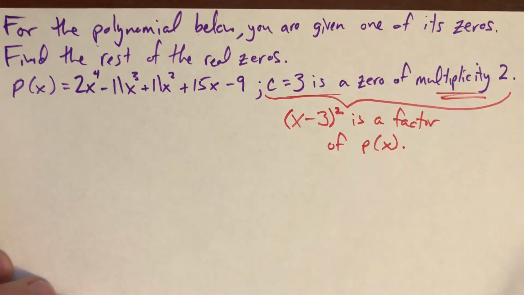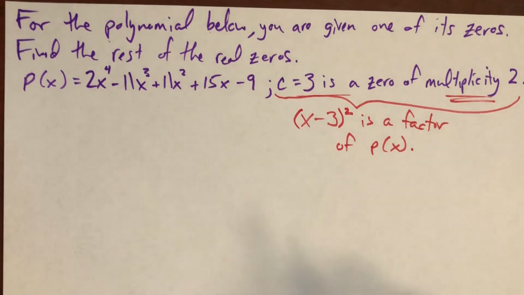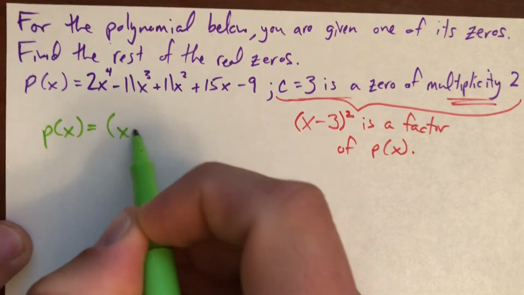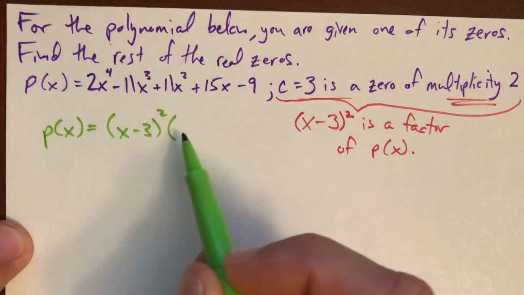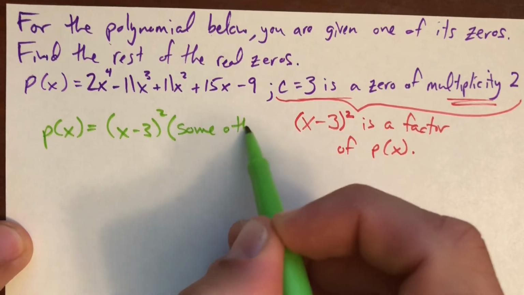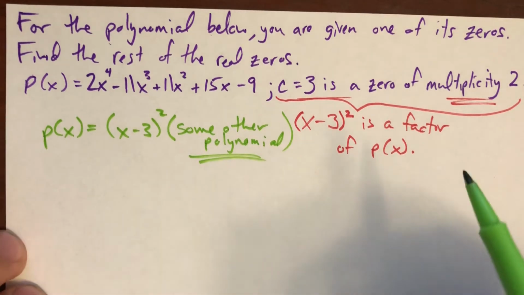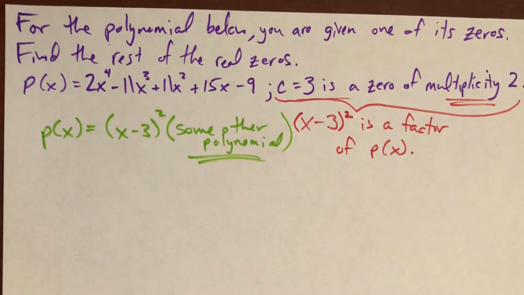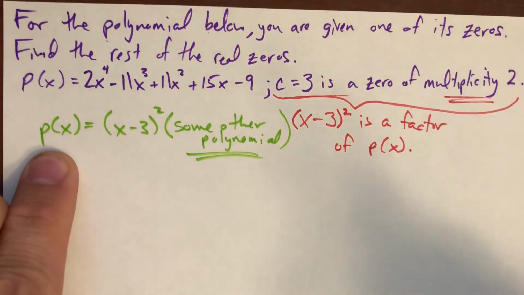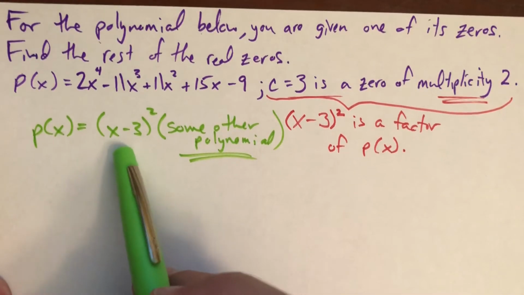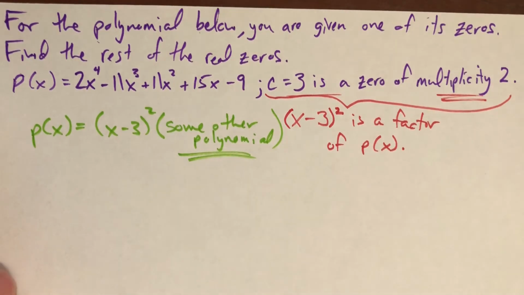Okay, so what that means is that we could write that p of x equals x minus 3 squared times some other polynomial, right? Well, our task is to find that other polynomial. So we can achieve this by long division. If we divide our original polynomial by something that we know is a factor, we're going to get the other factor.